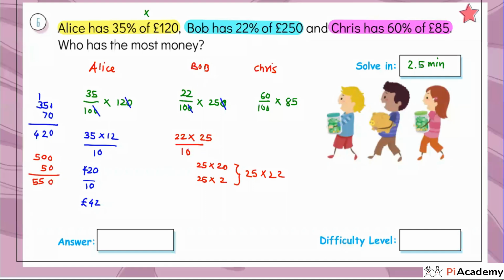And the denominator is the 10, right? So if I write here what I am going to get, 550 divided by 10. So my answer is going to be 55 pound. So as I can see, Bob has more money than Alice. So Alice could not be the correct answer. Let's do the same for Chris. And we can cancel the 0.